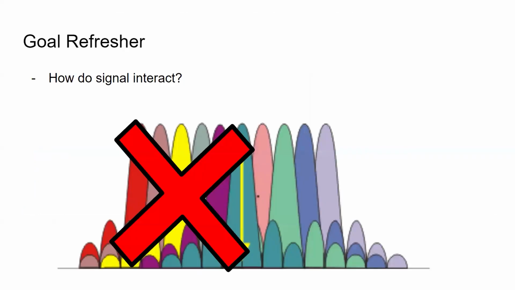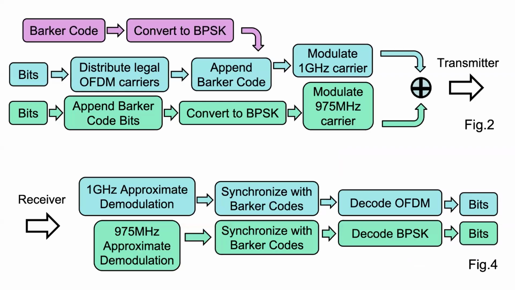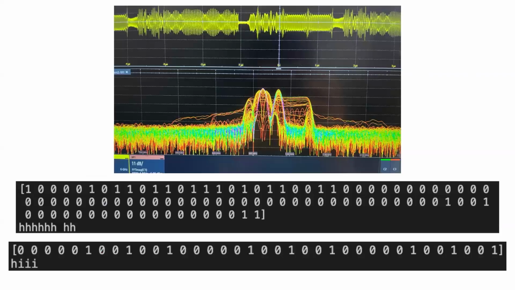But that's not really the goal of this project, right? The goal of this project was to see how signals interact. So what we're going to do is take the OFDM and, remember, OFDM has these multiple carriers, but we're going to tell the OFDM, no, you can't use those specific carriers because we're going to put the BPSK there. This is a flowchart for that process. You can see now we have the BPSK right there, that bump in the middle, and around that is the OFDM. And now we can still read our BPSK perfectly fine.